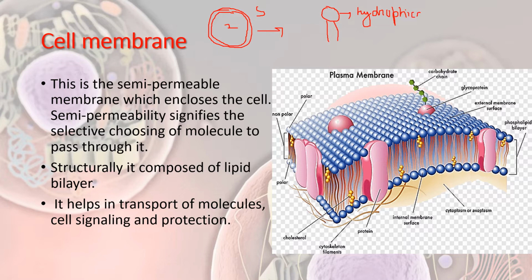This is hydrophilic, and the tails are made up of two fatty acids which are hydrophobic in nature. Hydrophobic means hydro means water and phobic means to hate. So it always points away from the water medium.